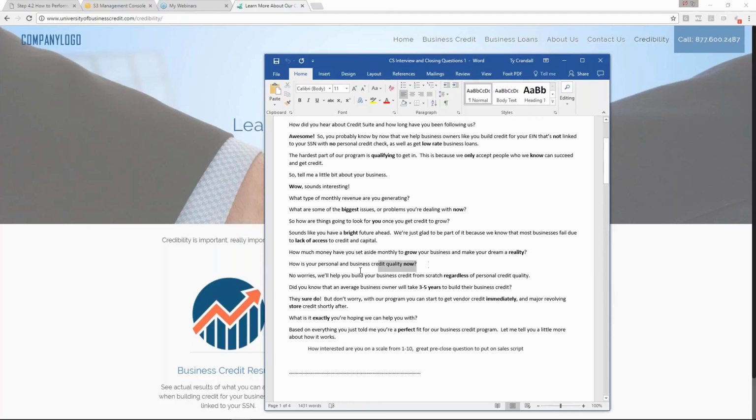How's your personal and business credit quality now? The reason we're asking this question, what we really care about is how their personal credit is. Honestly, it's how we really care. But the problem is, if we just hit them with how's your personal credit, then it could be too intrusive. There's a possibility it could be. So let's go ahead and kill two birds with one stone. What we're going to do is say, how's your personal credit?